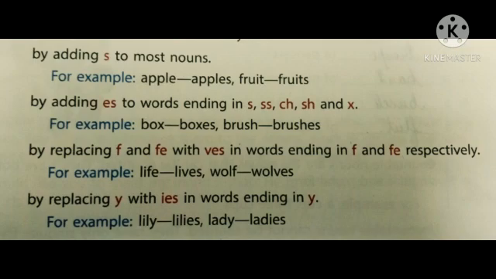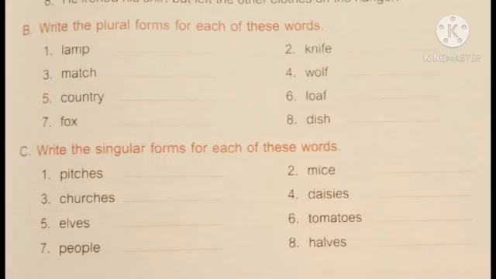Then by replacing y with ies in words ending in y. For example, lily, lilies. Can you see? In place of y I have added ies, that is lilies. Again lady, in place of y we are adding ies, ladies. Now let us go with the main.